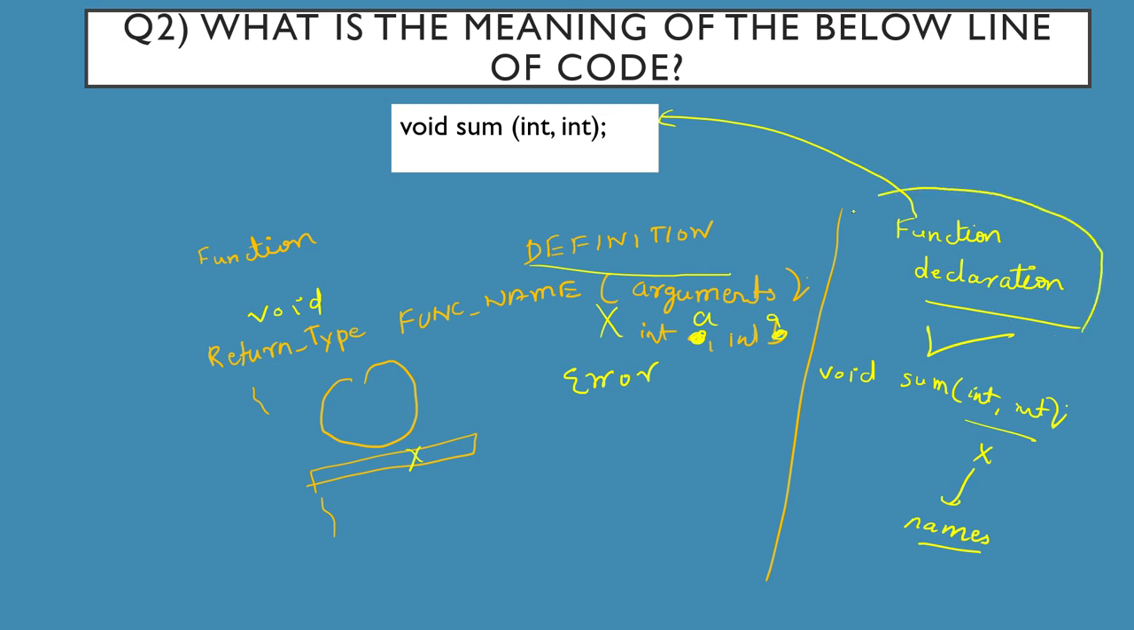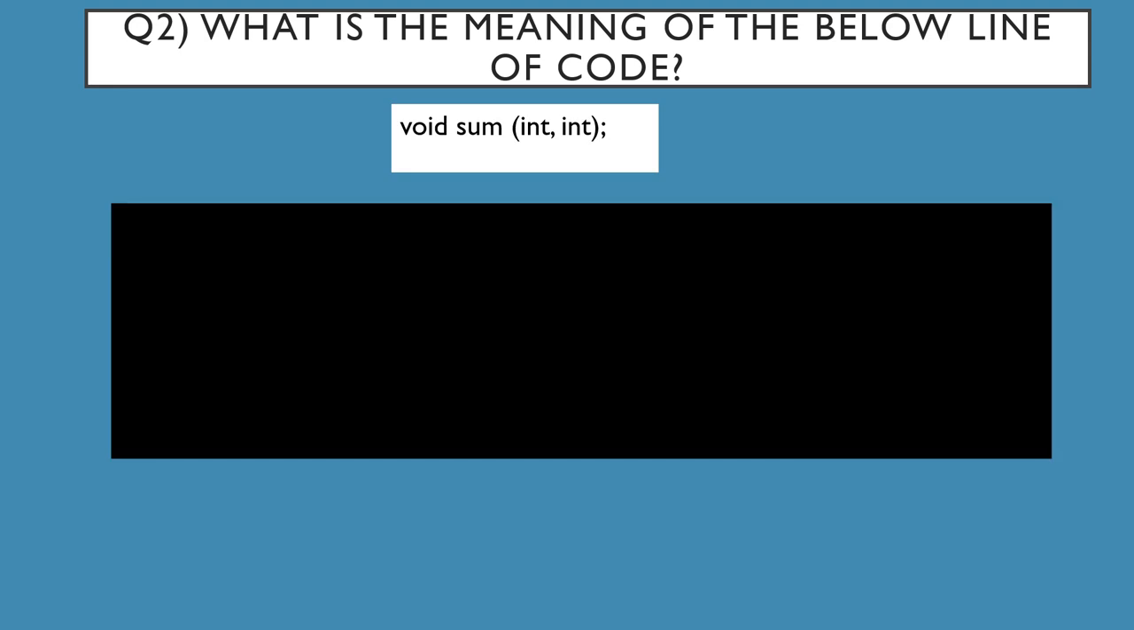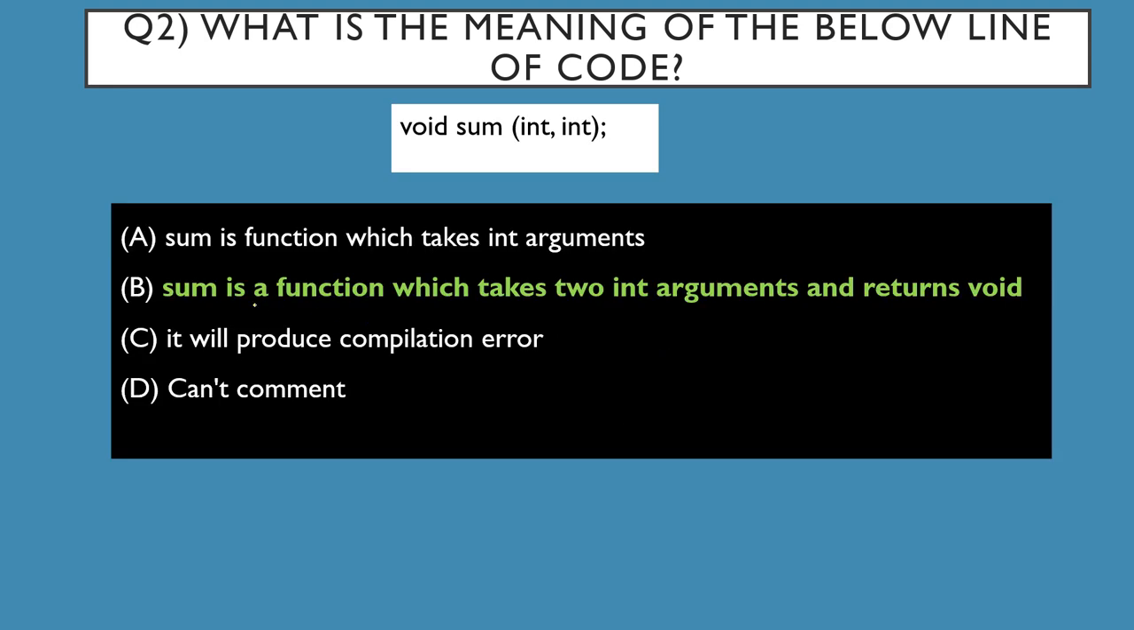This means you're telling the compiler that there is a function called this, but I'm not telling you how the function works here. It is told in the function definition. That is why we can say that option B, sum is a function which takes two int arguments and returns void, is the correct answer. That is the end of this video.